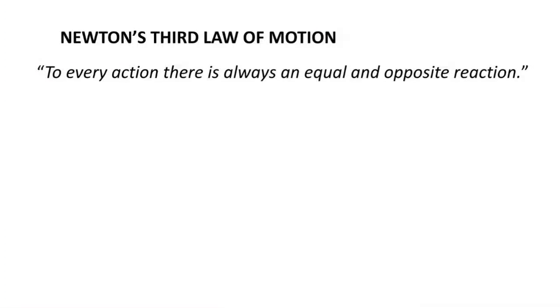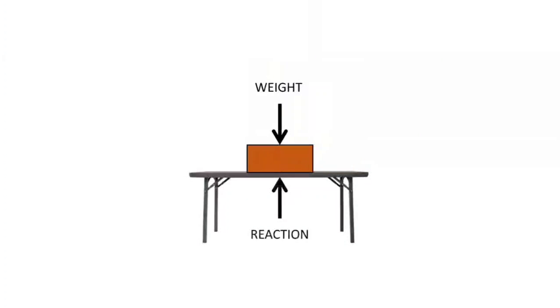So let's try to understand this with the help of an example. Let's say there is a table, and on top of a table there is an object. The object will have its weight acting downwards, but in order to maintain the balance of the weight of this object, the table needs to exert the reaction force which will act upwards, and it will be of equal magnitude.